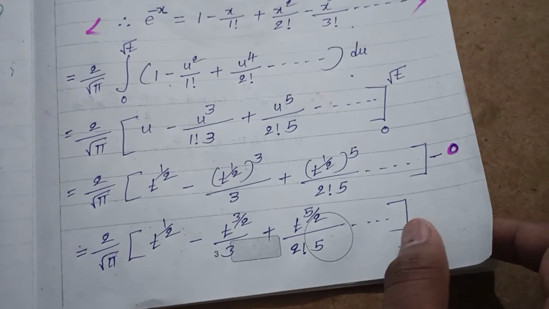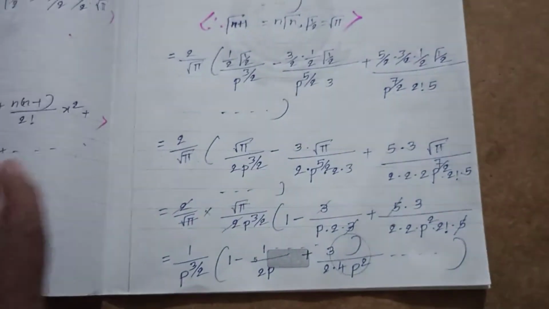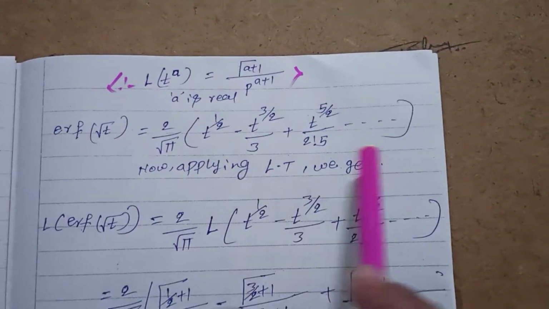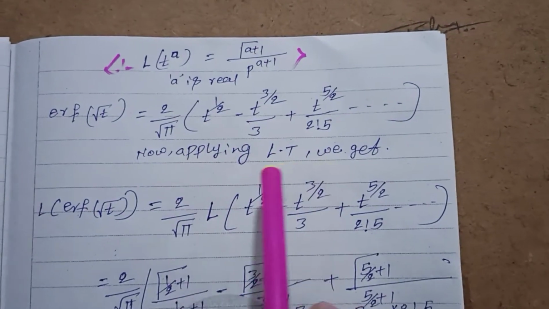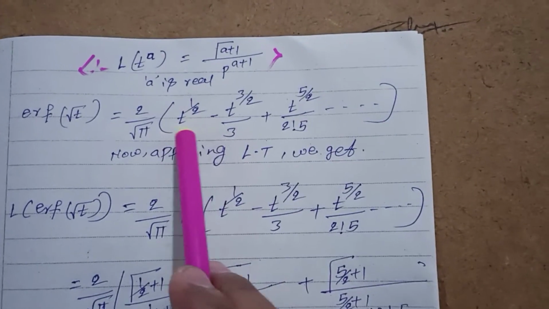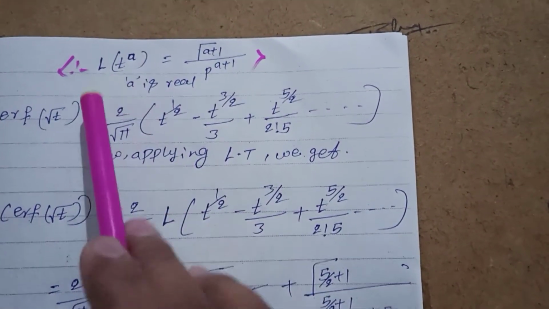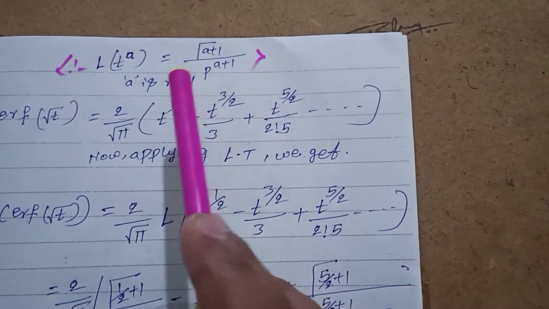So I am going to write the same step in the next page for your understanding. See, same step, see here. And applying Laplace transform on both sides, it is in the form of here. If you look here, all this having t power a. If a is real, we are going to use this formula.